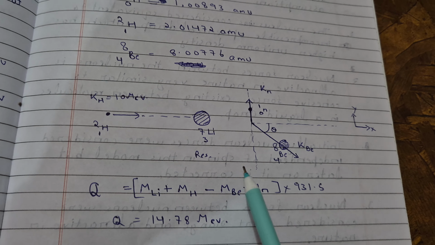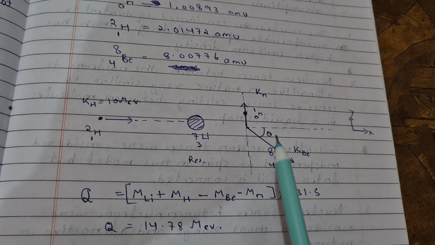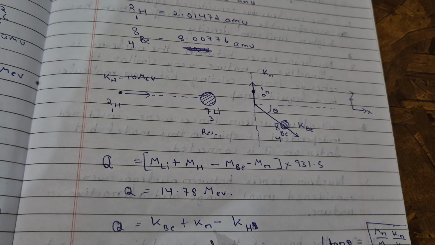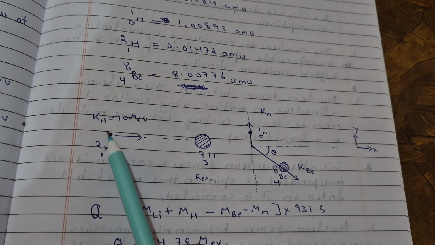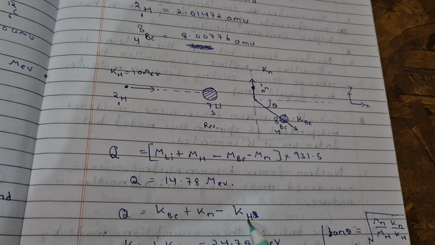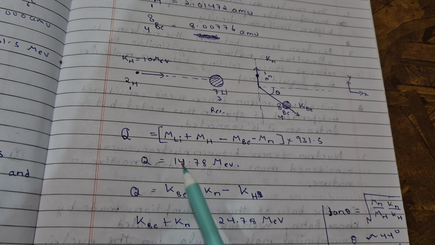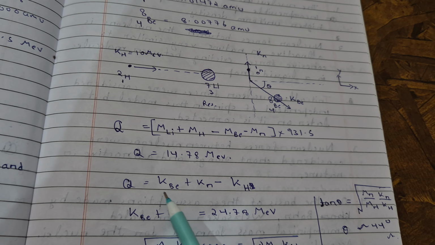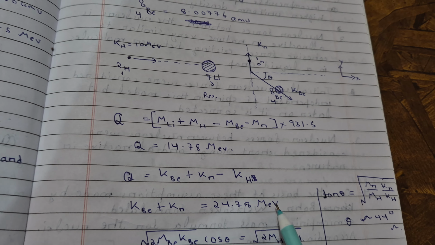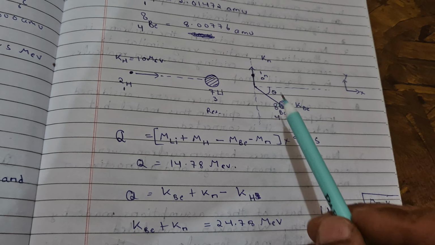And now the Q value must be equal to the sum of kinetic energies. So this is the kinetic energy of neutron plus kinetic energy of Be, minus the kinetic energy of deuterium, because the lithium is at rest. So this is given, that is 10, and we already found the Q value. So 10 plus 14.78 will give you the sum of Be and neutron kinetic energy, that will be 24.78 mega electron volt. Now the sum is given, so how can you find them separately?